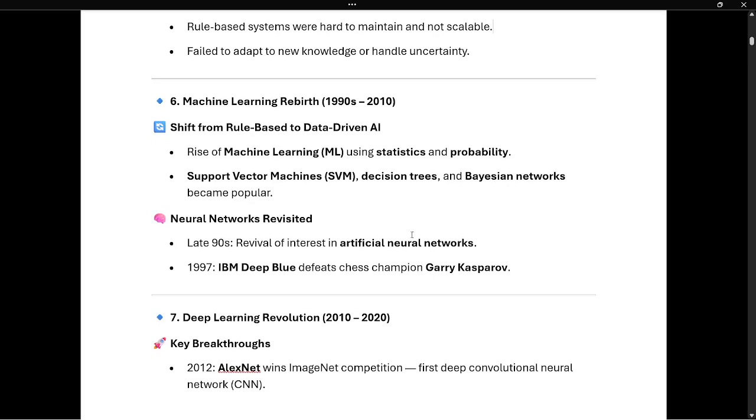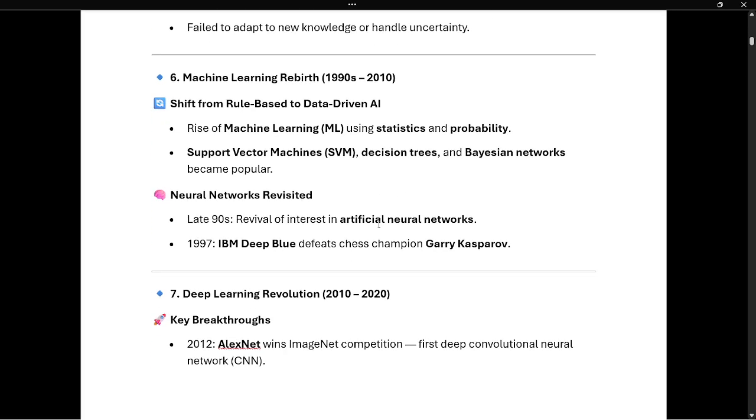Then neural networks came into the picture, with a revival of interest in artificial neural networks. Then in 1997 IBM Deep Blue defeated chess champion Garry Kasparov. There was a chess championship where IBM Deep Blue defeated him, so people understood that a machine can work better than humans.